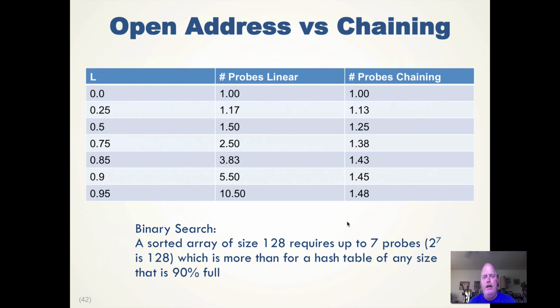Now you can compare that to doing a binary search of a sorted array. If you had 128 items, you need 7 probes to do it, which is more expensive than a 90% full table, even using linear probing. So a hash table in general, as long as it's less than 90% full, is better than finding something in a sorted array. It is still more efficient for retrieving and adding items in a hash table than in a sorted array or a binary search tree, which is basically a complicated sorted array.